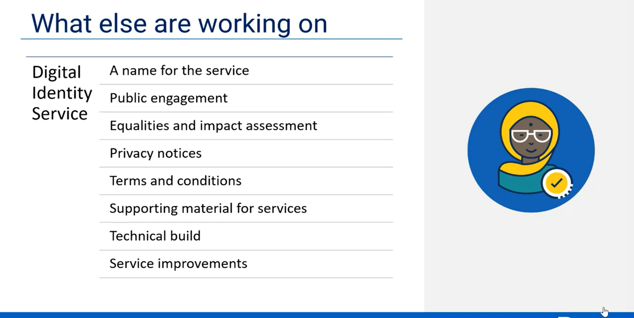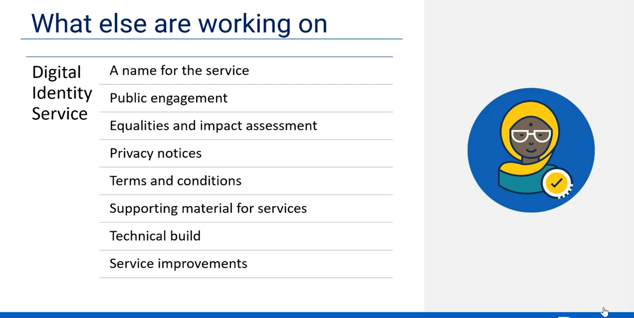But we also have lots more work going on alongside, which we just haven't had time to talk about today. This includes a range of activities that support our commitments to inclusivity, accessibility, security and privacy. These are things like impact assessments, privacy notices and terms and conditions. As we develop the various documents and content that supports this, we test that with users along the way to make sure that it contains the right information and is clear for people to understand.